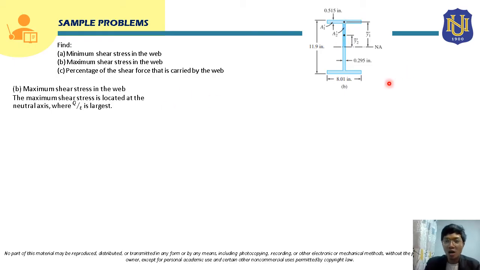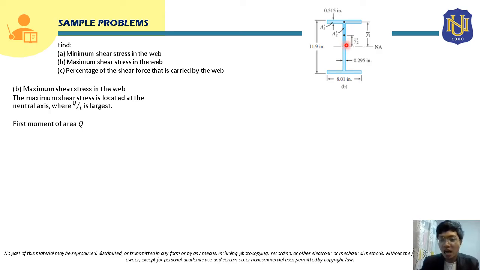Okay, so what happens here, class, is that our V will just be constant. Whatever V we used from letter A, that is also what we will use here. The Q is what will change. The I will not change, and the T will not change either, since the thickness of the web, which will be the T, is also constant here. So we will solve for Q, the first moment of area. In this case, our area will be this area and this area, which is the whole area that we will use for Q.